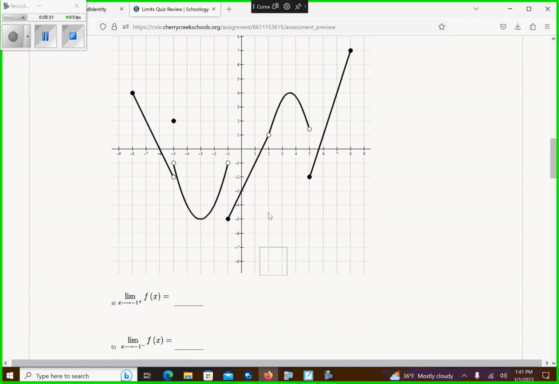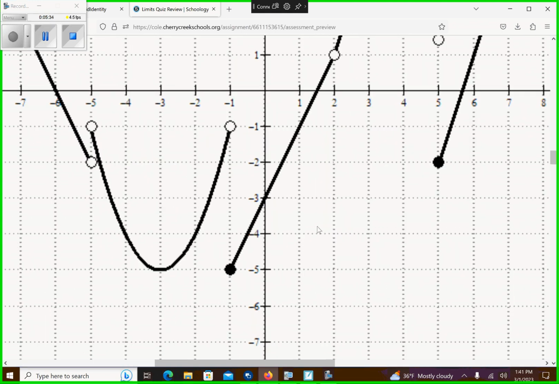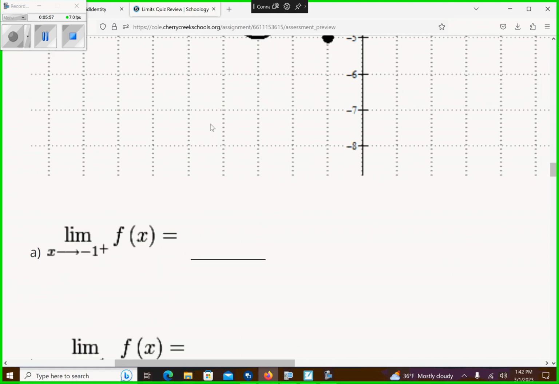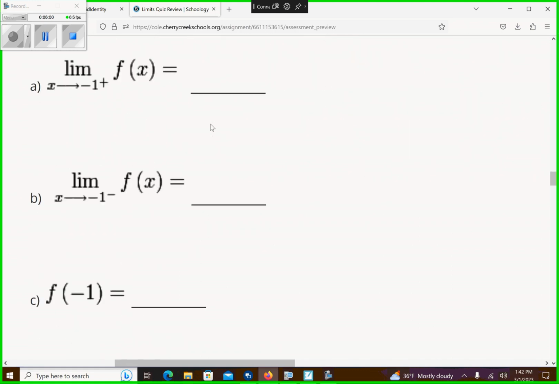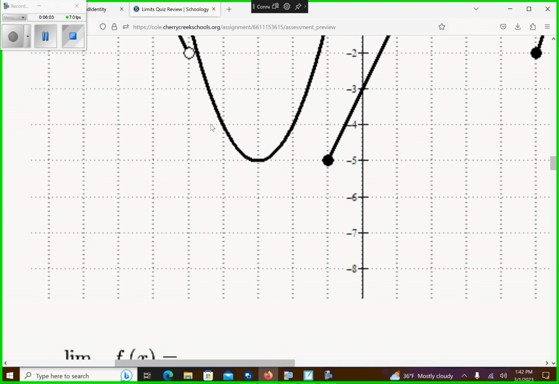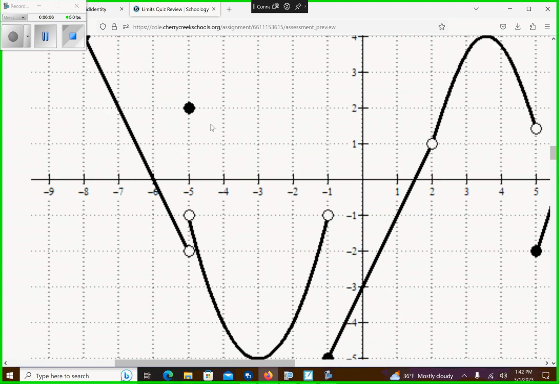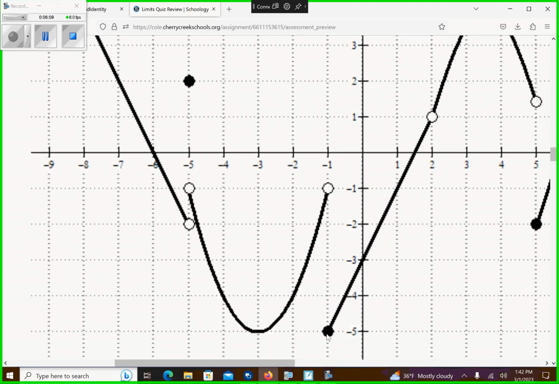So I want to get from -1. If I want to come to -1 from the positive, I'm coming this way, so this gets all the way down to -5. If I wanted to get to -1 coming from the negative, it gets to -1. So the limit between those two won't exist because they want two different y components, but I don't think it asked for it. Then the next one says, what is the function at exactly -1? At exactly -1, it has to be a solid point, so it has to be -5. Okay?